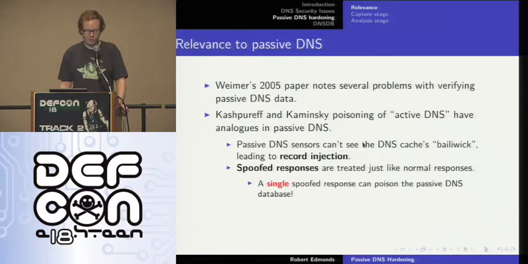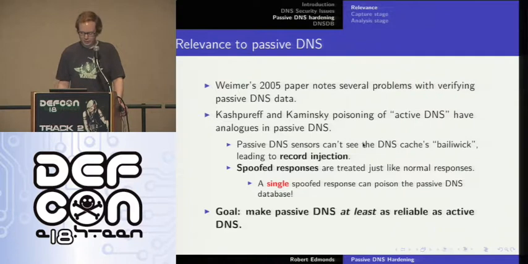And the problem with spoofed responses is that they're treated just like normal responses by the passive DNS sensor. A single spoofed response can poison the passive DNS database. This worries us because it makes passive DNS databases an unreliable tool if an attacker explicitly wants to target one. So we'd like to make sure that passive DNS is at least as reliable as active DNS as far as resilience to cache poisoning goes, for whatever that's worth, in order to avoid allowing passive DNS to itself become a target in addition to the DNS.